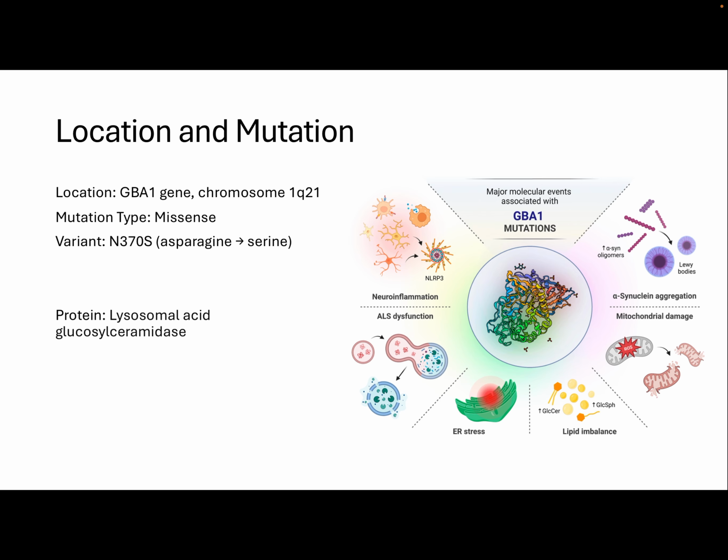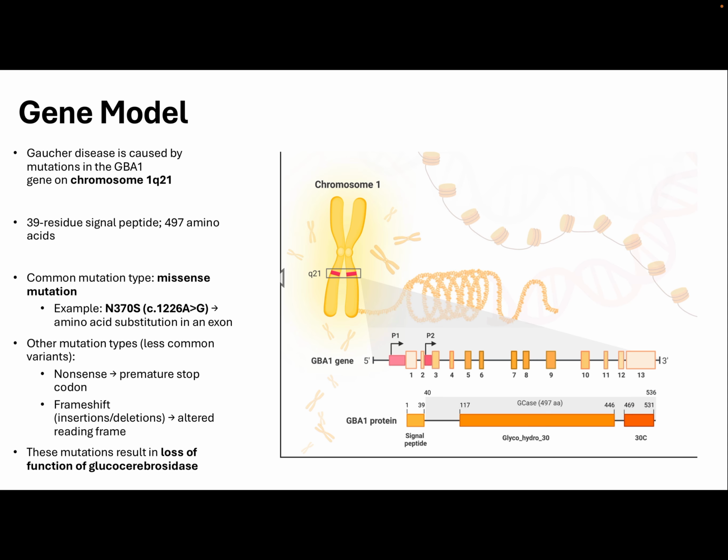and it's going to cause loss of function and a bunch of other phenotypes that you can see on the right hand side, especially lipid imbalance. That's mainly the main thing seen that causes the enlarged organs.